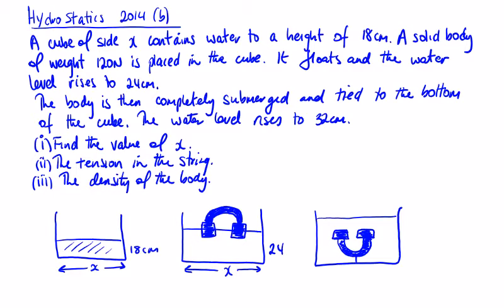The body is then completely submerged and tied to the bottom of the cube, which is diagram 3. Diagram 1 wasn't given, diagram 2 and 3 were. The water level rises to 32 centimeters. Find the value of X, find the tension in the string, and find the density of the body.